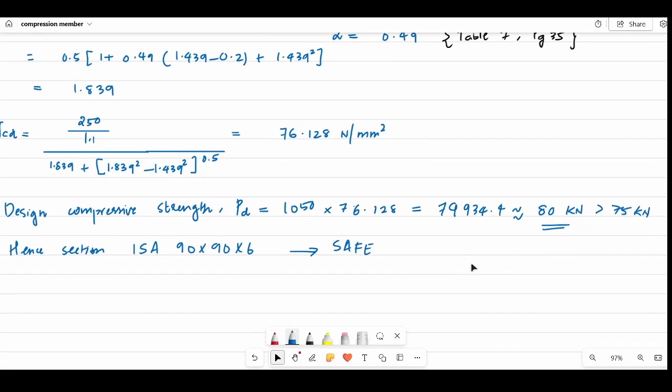Now what was our factored load? It was 75 kilonewton. So this design compressive strength for the angle section we assumed, which is 90 by 90 by 6, is 80 kilonewton, which is greater than 75. That means our section will be safe.